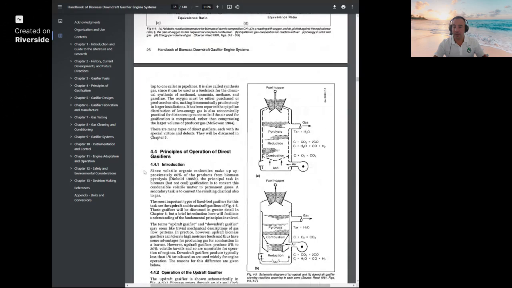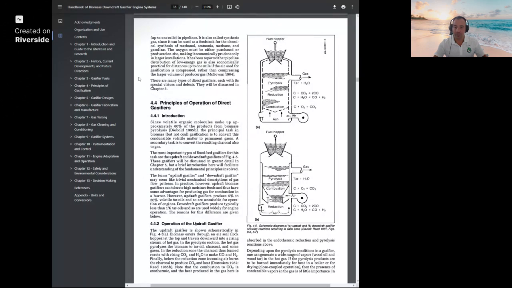It is also called synthesis gas, since it can be used as a feedstock for chemical synthesis of methanol, ammonia, methane, and gasoline. The oxygen must be either purchased or produced on site, making it economically prudent only in larger installations. It has been reported that pipeline distribution of low energy gas is also economically practical for distances up to 1 mile, if the air used for the gasification is compressed rather than compressing the larger volume of producer gas.